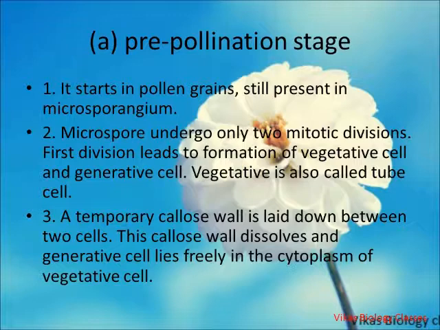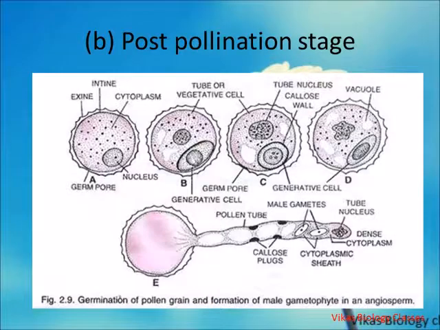First division leads to formation of a vegetative cell and a generative cell. The vegetative cell is also called the tube cell. A temporary callose wall is laid down between the two cells. This callose wall dissolves and the generative cell lies freely in the cytoplasm of the vegetative cell. This is the post-pollination stage.